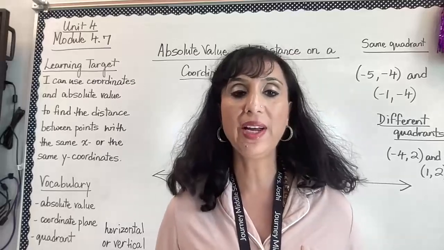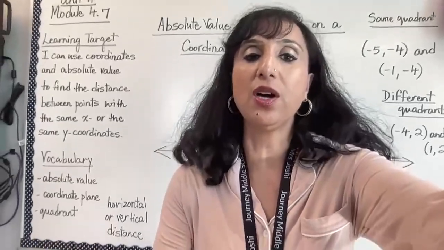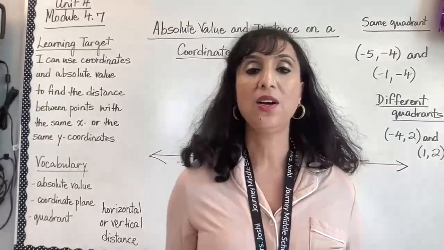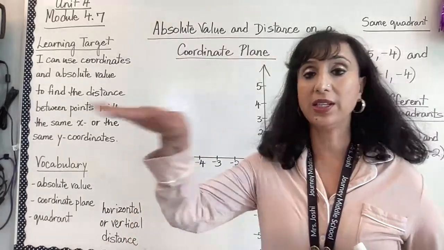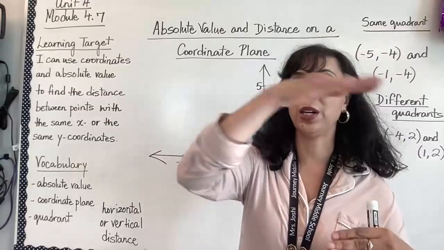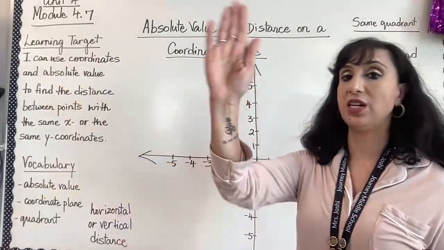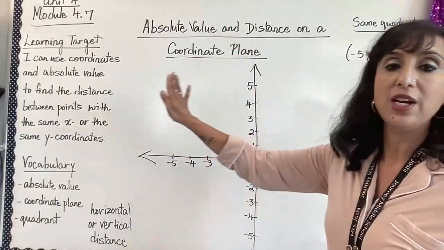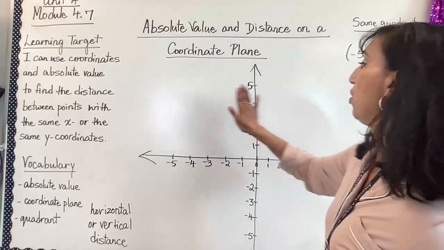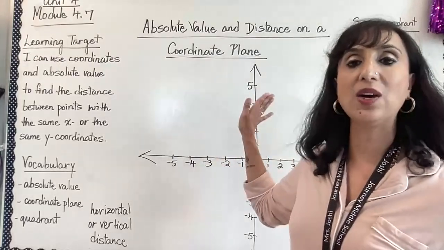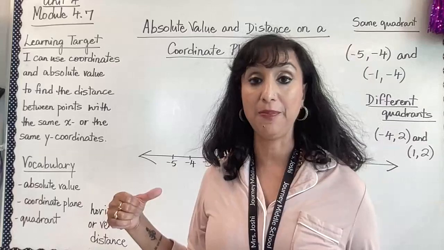Now, our vocabulary in this, we have absolute value, coordinate plane and quadrant, and of course we're going to talk about horizontal or vertical distance. All right, so let's start with horizontal. Horizontal means the distance is going from here to here. That means the y coordinate is going to be the same because it's moving horizontally, this way. Vertical would be up and down. Because we're moving horizontally, I know that my y coordinate is going to be the same, just like I taught you in the lesson before this one.